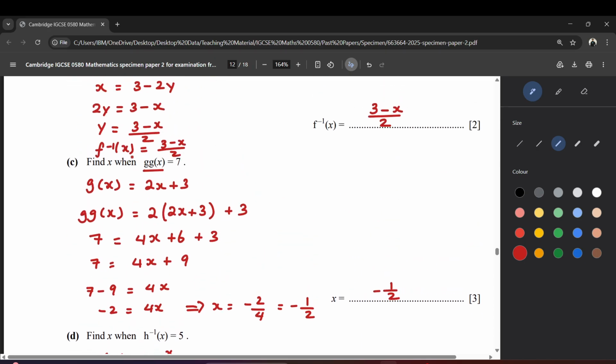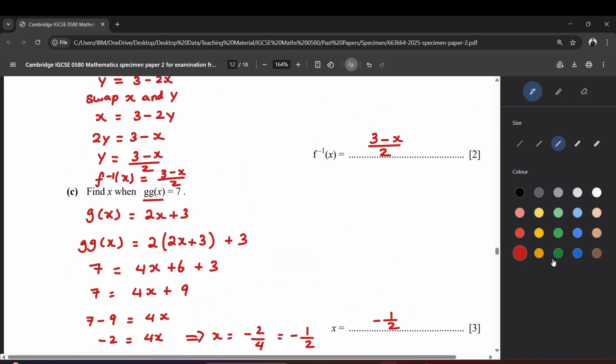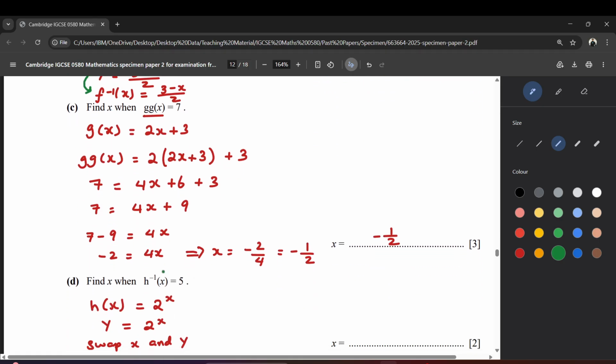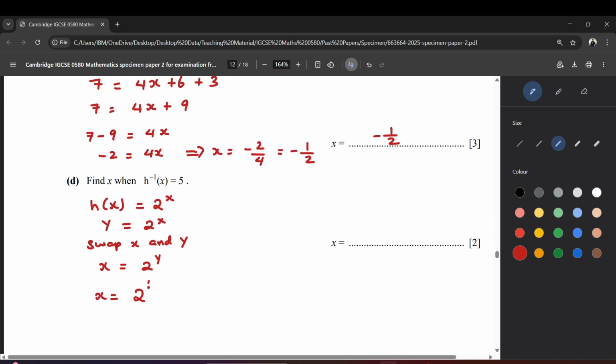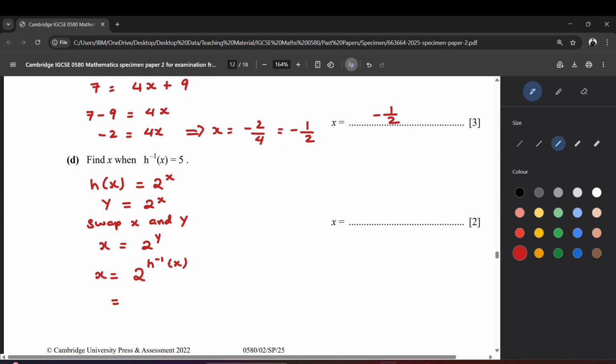Look, what we did over here when I was trying to work out the inverse, this y became f inverse of x. So after rearranging them, this y should become h inverse of x, right? Now this h inverse of x has a value of 5. So you can just substitute that value over here. So x is equal to 2 to the power of 5, which will be equal to 32. Okay, so that's how you get the answer.